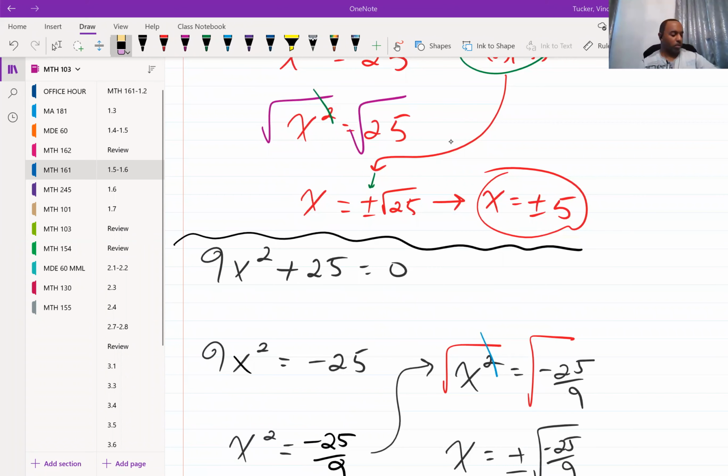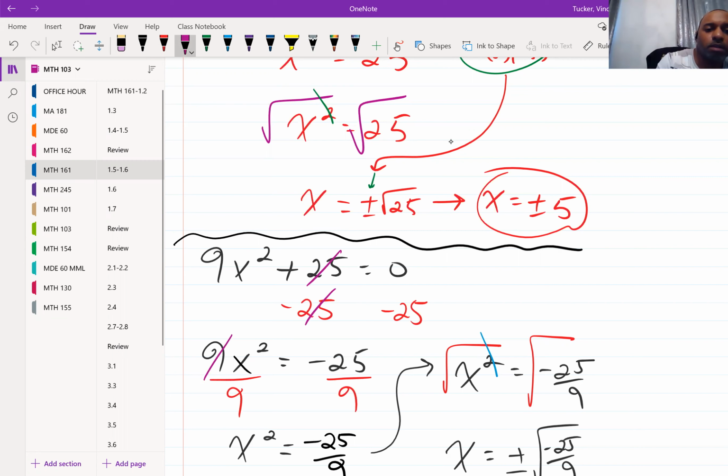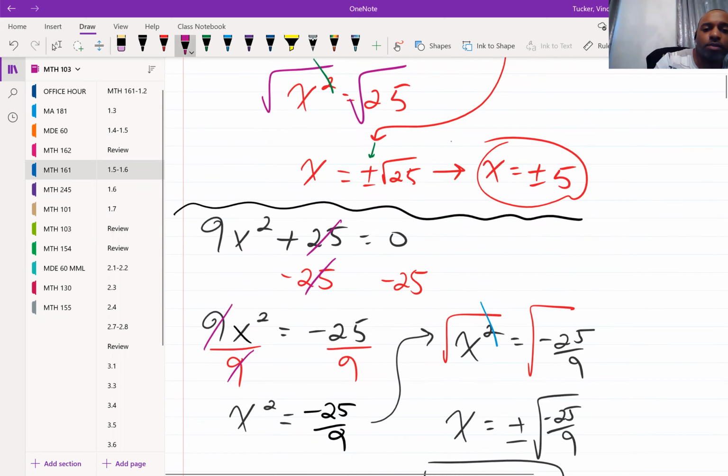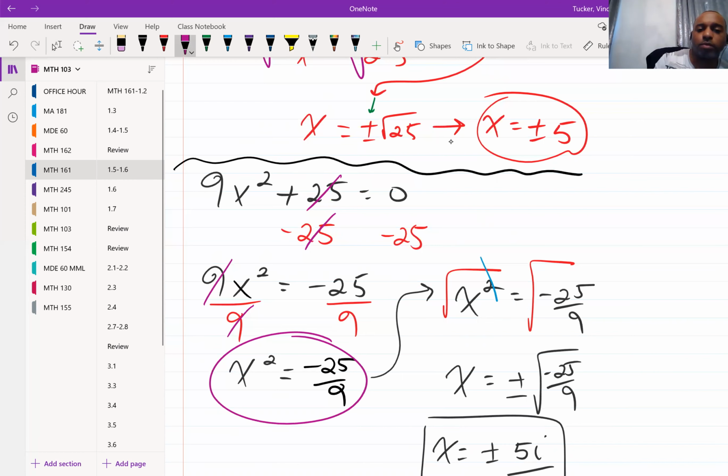All right, so we have 9x squared plus 25 equal to 0. You want to solve for x. So what we can do is subtract 25 from both sides. That cancels on the left, leaving you with 9x squared equal to negative 25. Now we can divide by 9. The 9's cancel. Now we have x squared equal to negative 25 over 9.